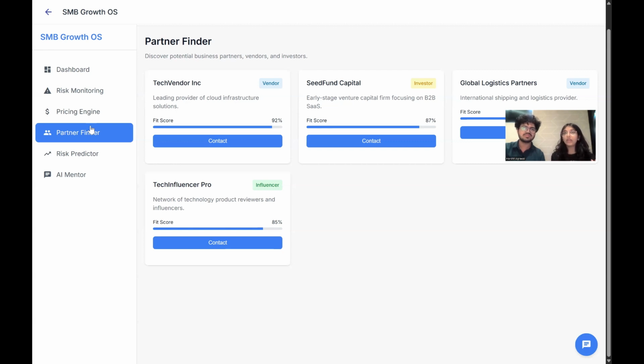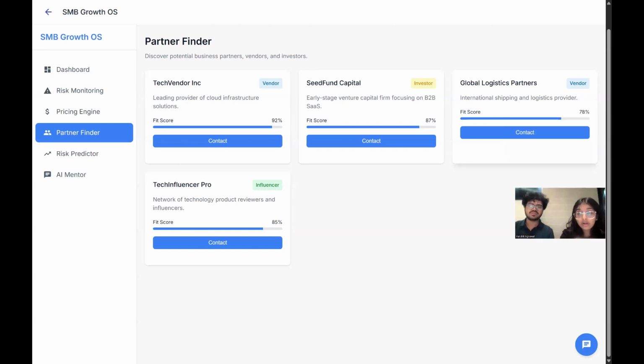Our sources could be a vendor, an investor, or an influencer. We use one example of each, and it tells us what percentage is the fit score. So from here, you won't have to compare anything about the company. The AI will be able to advise you which company has the highest fit score.